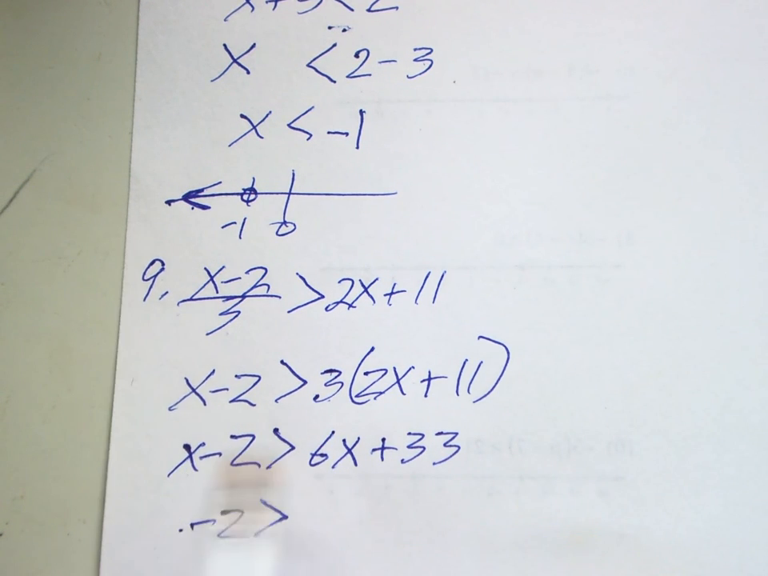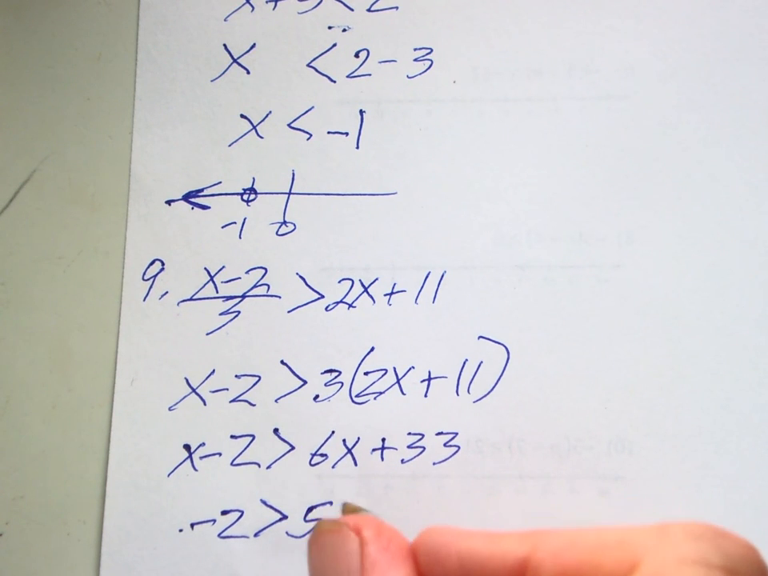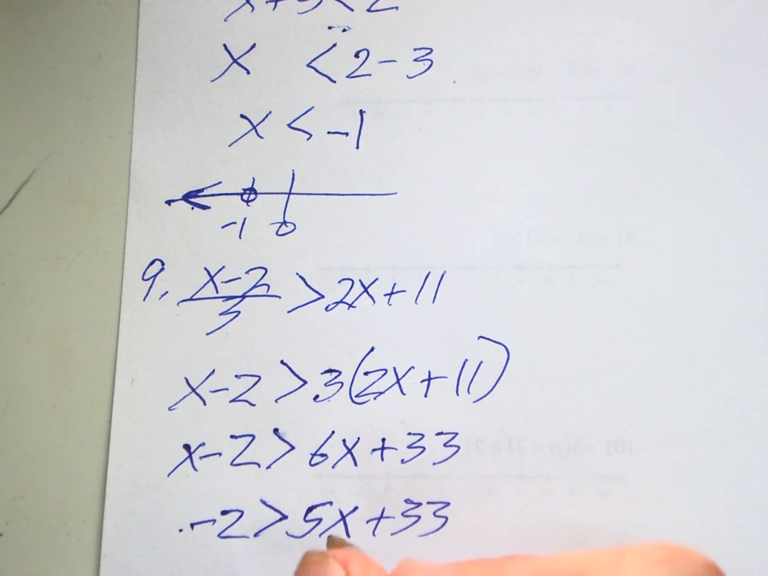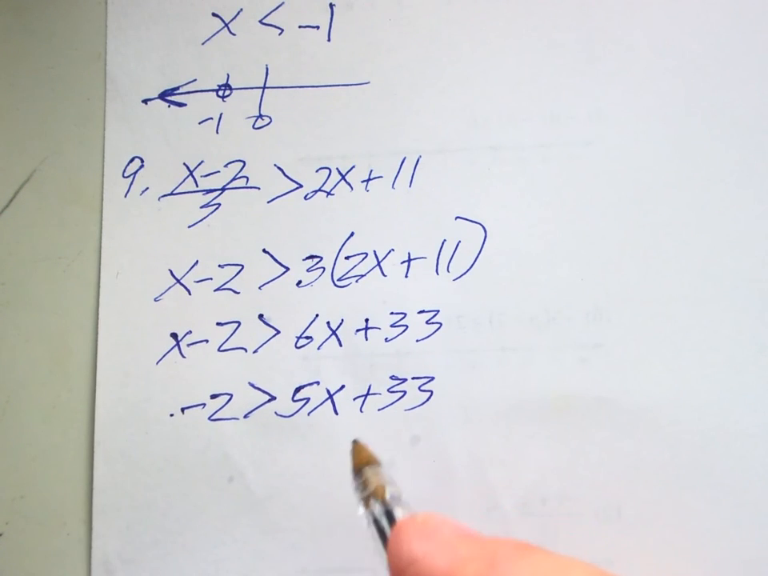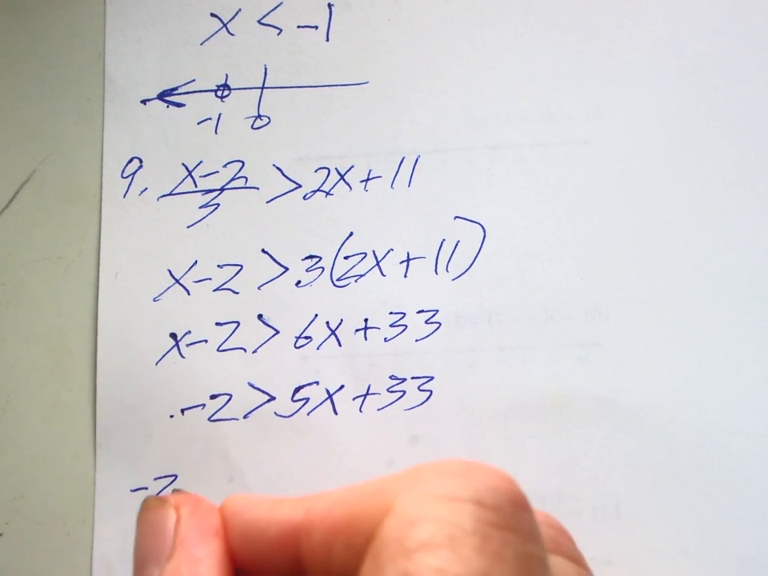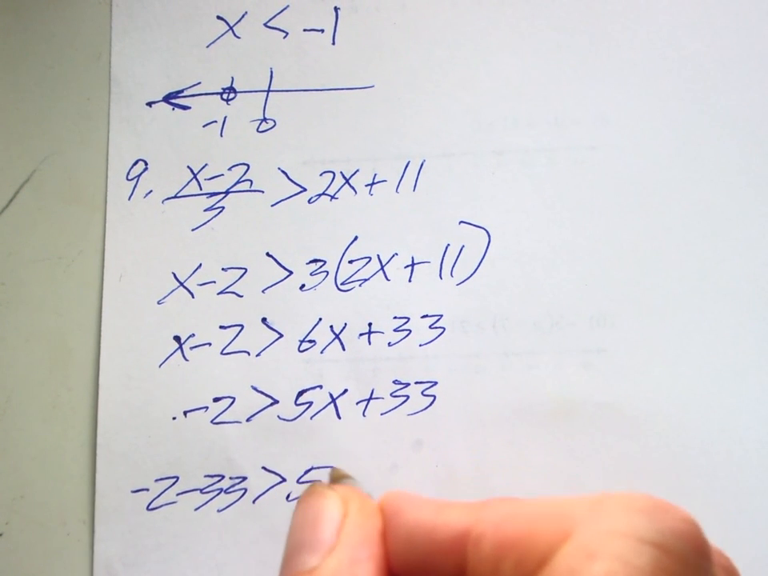I subtracted an x, so I subtract an x. 6x minus an x is 5x plus 33. Now I got x's already. I got to get rid of that 33, so I'm going to subtract 33. Minus 2 minus 33 is greater than 5x.